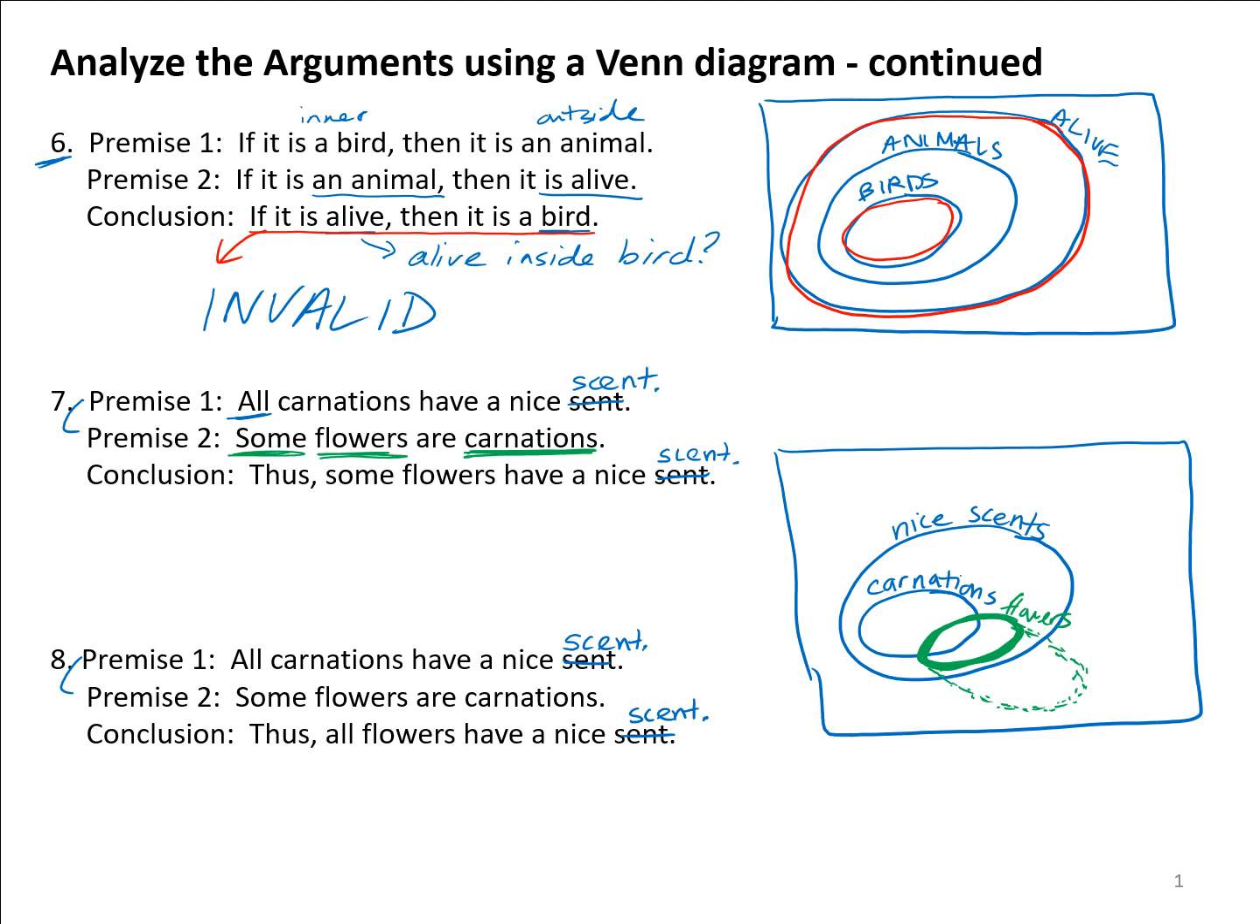So the first conclusion here in problem 7 says that some flowers have a nice scent. Well, I think we can definitely say that's valid because there is a location here where flowers overlap with carnations, and we know that carnations have a nice scent. And since carnations are flowers, we know that carnations, according to the first premise, have a nice scent, then this conclusion would be valid.